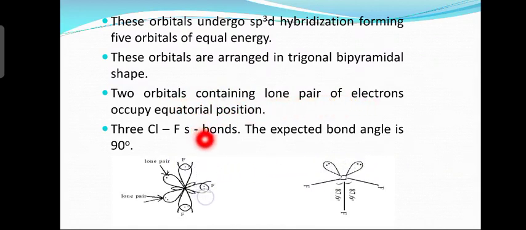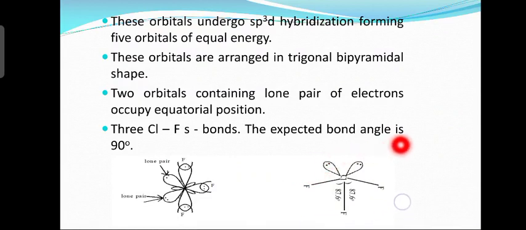You can see here 2 lone pairs are present, one lone pair here, another this side. They are present in the equatorial position, this is known as the equatorial position. The 3 Cl-F sigma bonds, chlorine fluorine bonds, are present, which are those 1, 2 and 3 down. The expected bond angle is 90. In this diagram, 2 lone pairs are here, one fluorine atom here, another down here, another this side.